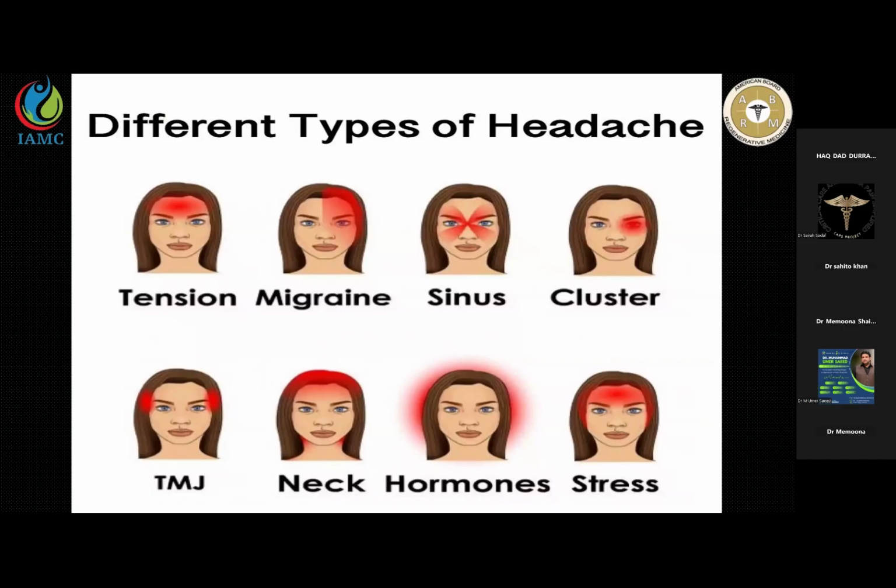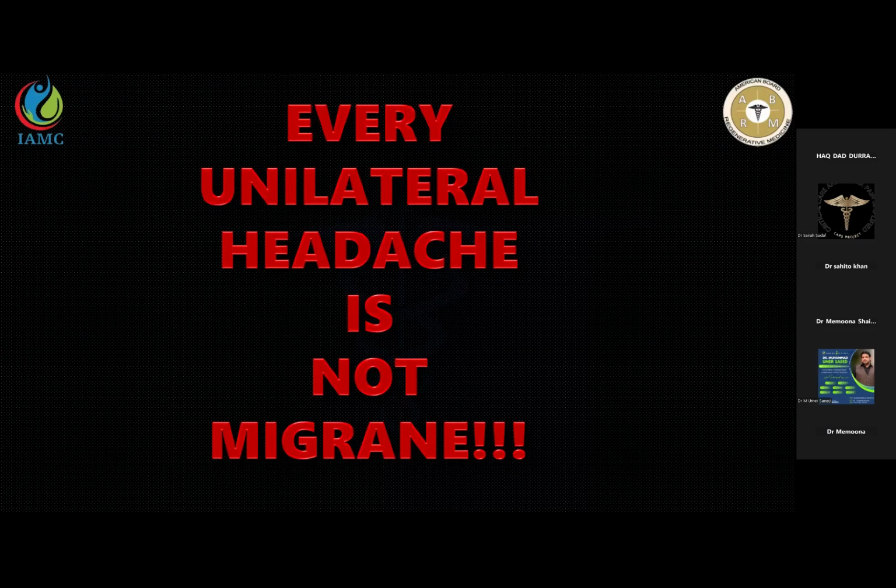and in the neck also. There are hormonal changes, like we discussed before about menstrual cycle pain, or stress pain. So these are graphical presentations of how different kinds of patients will present. As we discussed before, every unilateral headache is not a migraine. So you should know how to differentiate between cluster headache, migraine, cervicogenic headache, and other different types of headache.